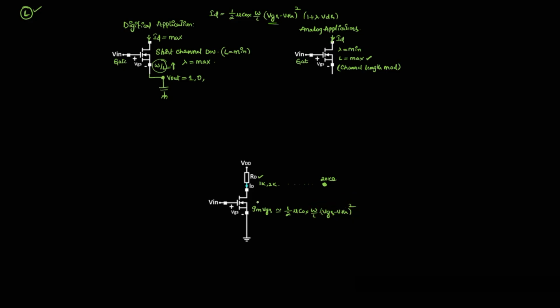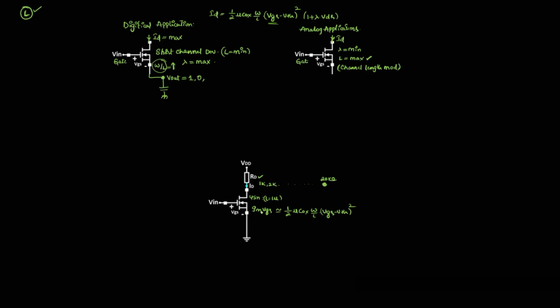Because we are keeping the length of the device very, very high, like if it is a 45 nanometer technology, we are keeping the length of the device as 1 micron. So I'm keeping a very high value of that L. So I'm neglecting the channel length modulation, so I'm not considering the lambda times of vds factor that I have, I'm neglecting right now.